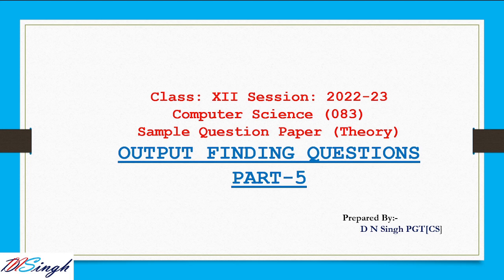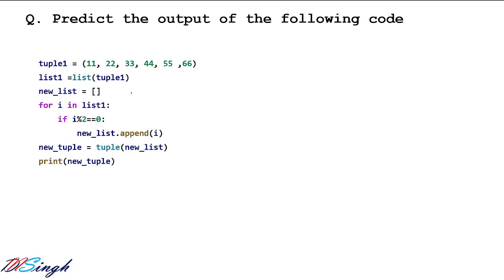These questions are coming under section B, and the weightage of each question is 2 marks. So let us see this question. Predict the output of the following code.